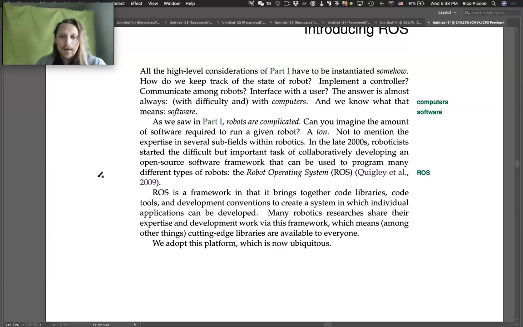We adopt this platform, which is now ubiquitous. So it's very popular. It's used by tens of thousands of different users, and groups across the world are using this for research robots and also for industrial robots as well. So that's the Robot Operating System, sort of from the highest possible level. Okay.